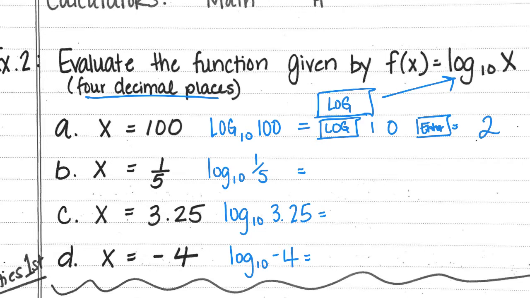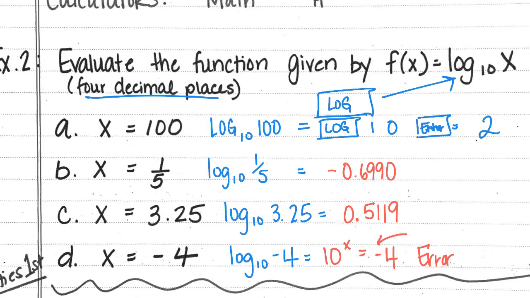So when I do log base 10 of 1/5, I get negative 0.6990. When I do log base 10 of 3.25, I get 0.5119. And notice this one is saying 10 to what power is -4. You're going to see an error on your calculator, which means that it cannot happen, because it says it may be a complex number, or can anything to a power be a negative. So in this case, there is no solution.